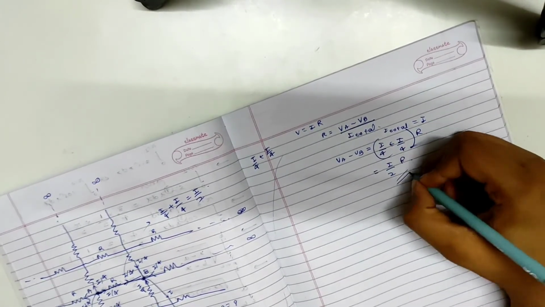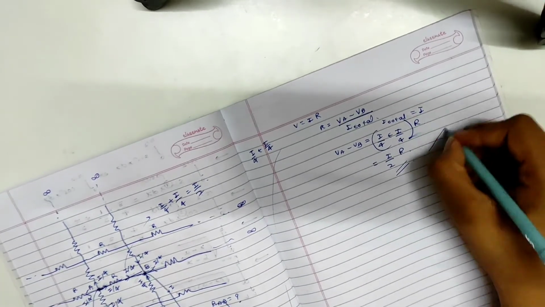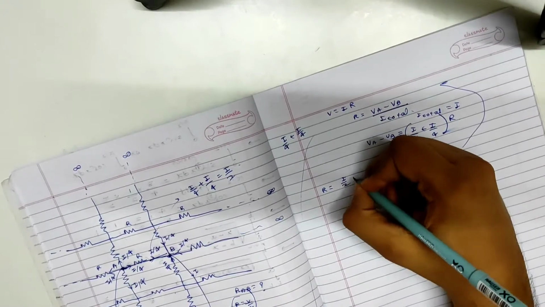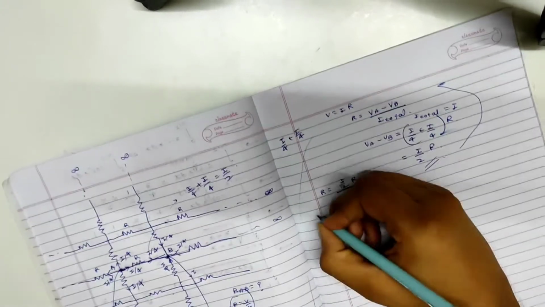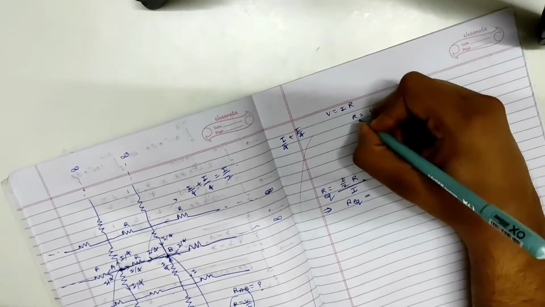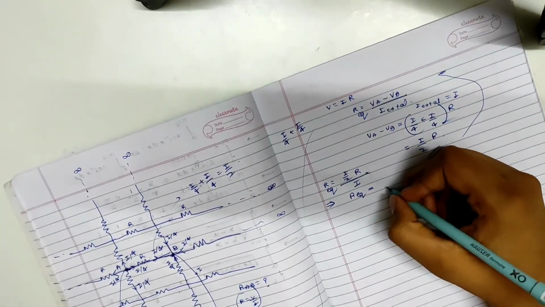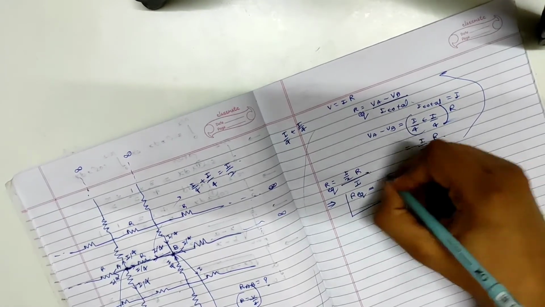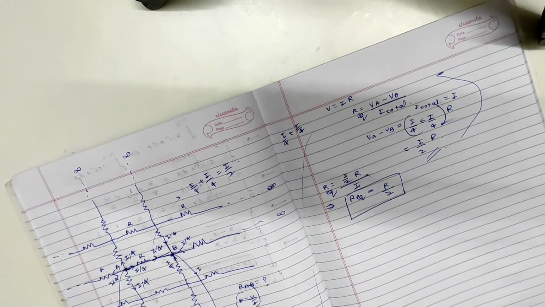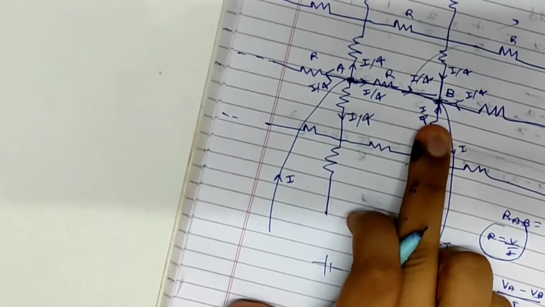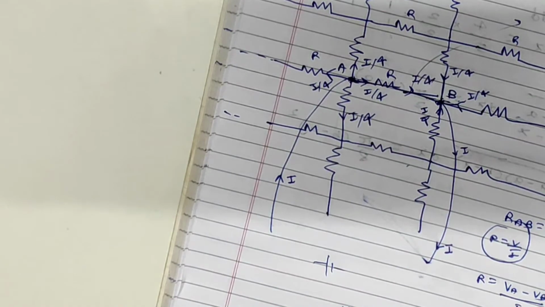We have found V_A minus V_B, so substitute in this formula. R equals I by 2 into R divided by I. This implies R equivalent, this is the equivalent resistance, R equivalent is equal to R divided by 2. Therefore the total equivalent resistance between these 2 points A and B across the whole infinite grid is R by 2.